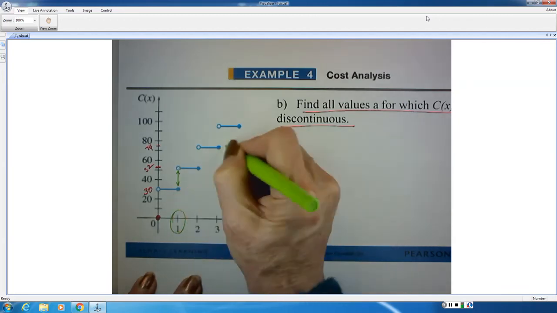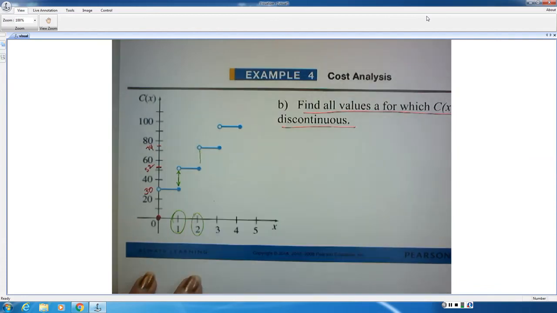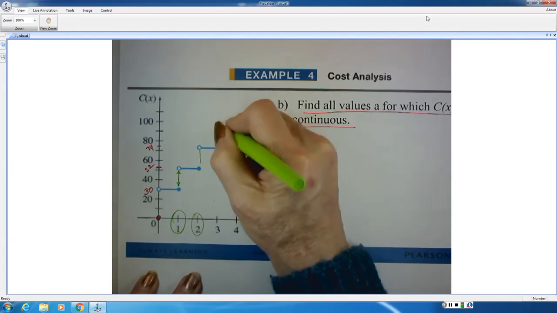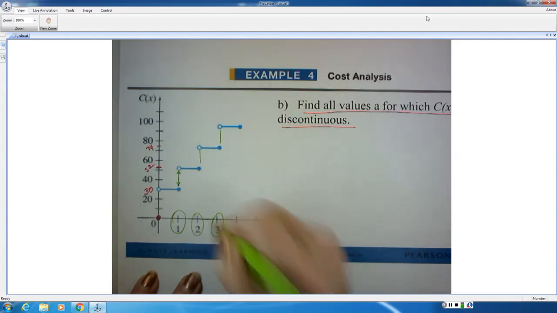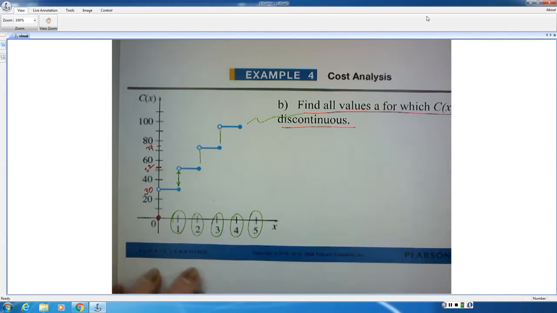Limit this direction doesn't match limit this direction. Discontinuous. Limit this direction doesn't match limit for this direction. Discontinuous. And it would continue being discontinuous at every integer value for x, but only the integer values. Okay? Only exactly 4, only exactly 3. That's where the discontinuity occurs. Okay? And it violates the right and left hand limit rule.